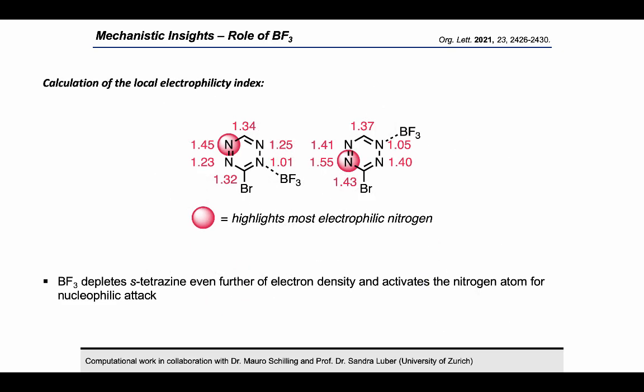We then teamed up with the Luber group at the University of Zurich to carry out some calculations on our system. And we were first interested in the role of BF3 and calculated the local electrophilicity index of each nitrogen in the tetrazine after coordination of the BF3. And as expected, BF3 depletes the s-tetrazine of electron density and activates the nitrogen para to the site of coordination for nucleophilic attack. The most electrophilic nitrogen is shown in red.